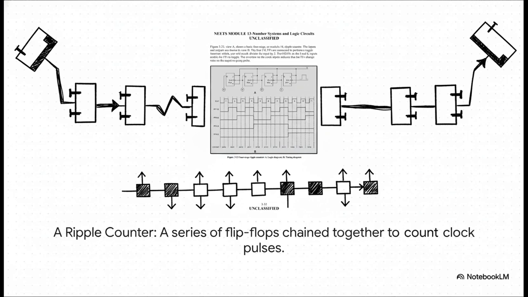Just like the name says, it counts things. Specifically, it counts events like clock pulses. This is so fundamental. It's used for everything from the timing operations in a processor to keeping track of what step a program is on.